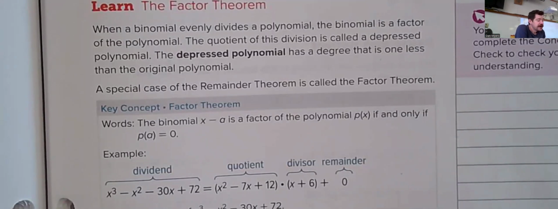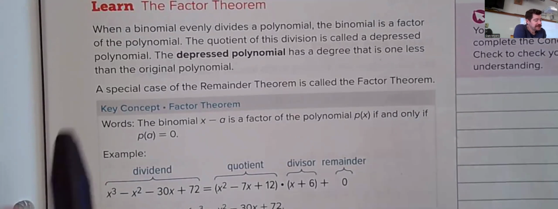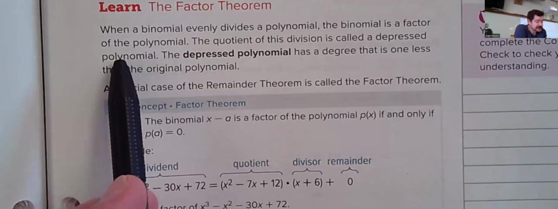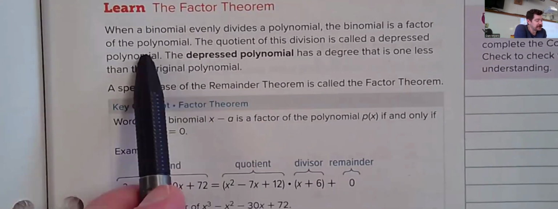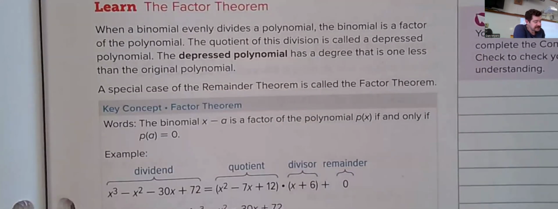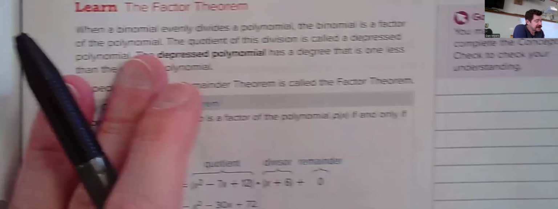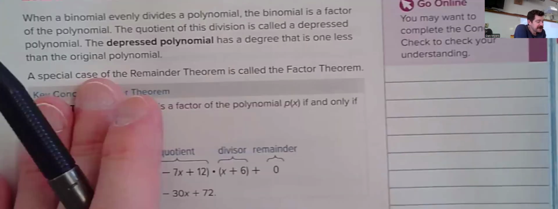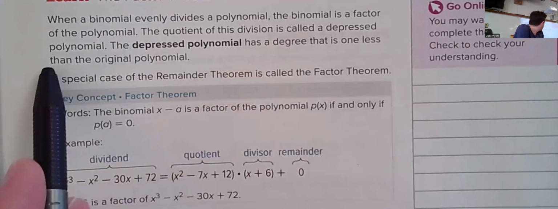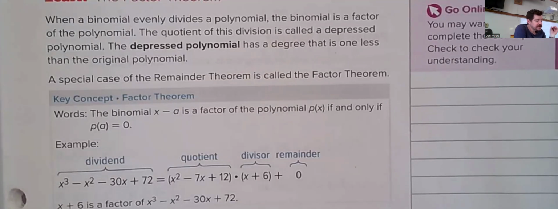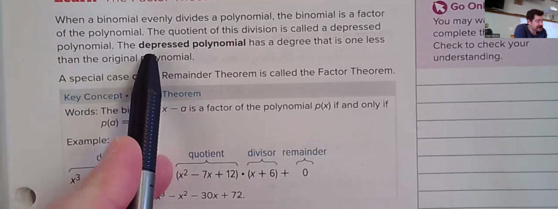And so when a binomial evenly divides a polynomial, the binomial is a factor of the polynomial. And down here, I'll give you an example. We can also do other examples off to the side. But the quotient of this division is called a depressed polynomial. So whatever the answer is, the quotient, is defined as a depressed polynomial.